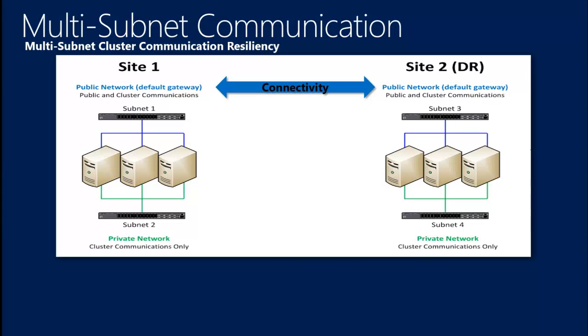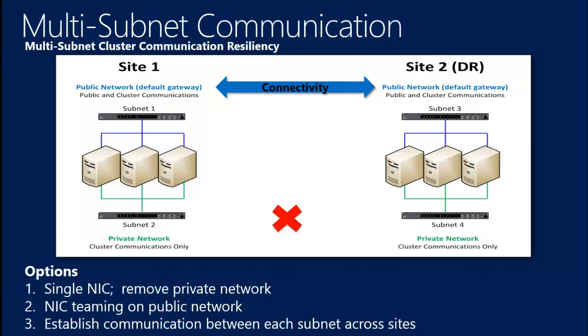In this case, what we have are 2 data centers, 2 sites, where the public networks are different subnets and the private networks are different subnets, so we have a total of 4 different subnets. We have a multi-subnet cluster. The problem is we don't have any communication between the private networks. As long as there's no communication between the private networks, we're going to have some failures as it tries to communicate. So there are 3 different ways that you can eliminate this.